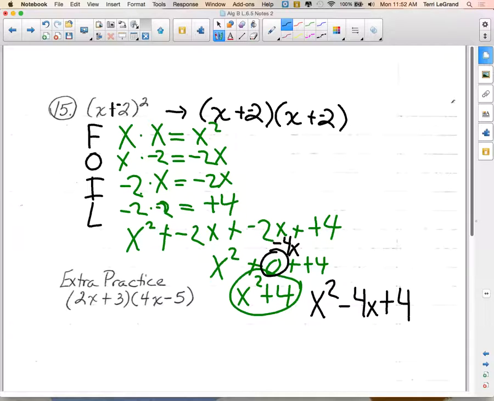But did it turn out to be that? No. I mean, it did, but it was wrong. Because negative 2x plus negative 2x is not 0x, is it? No, negative 2x plus negative 2x.